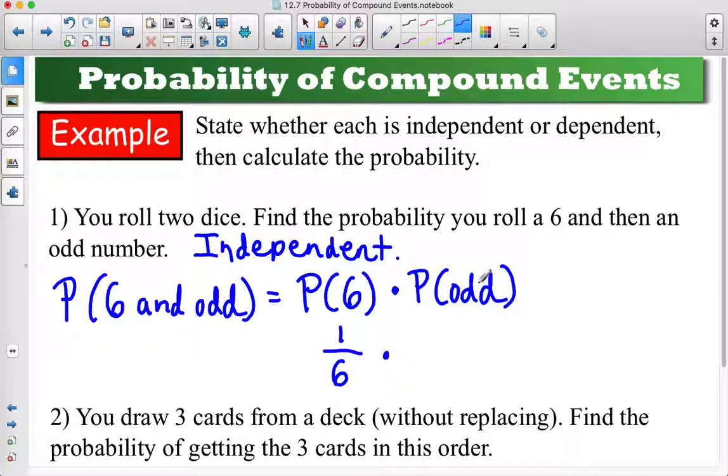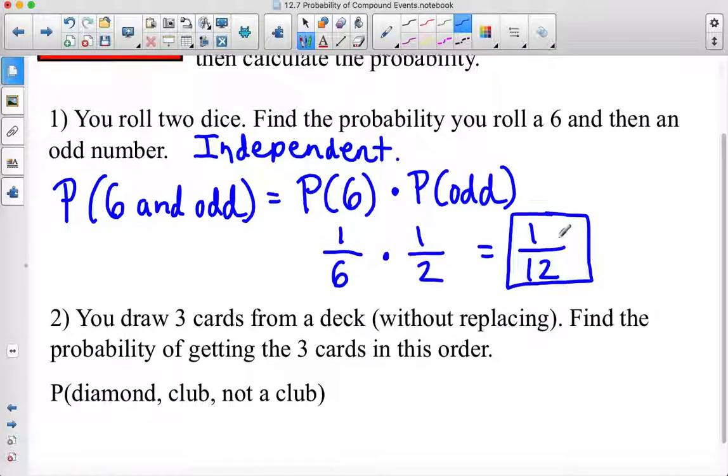On a die there are numbers 1 through 6, and the numbers 1, 3, and 5 are odd. So there's a 3 out of 6, or you could say a 1/2 probability of getting an odd. 1/6 times 1/2 is 1/12. So there's a 1/12 chance. You could write it as a decimal if you want. It's about 8.3% chance of getting a 6 and then getting an odd number. That's an independent set of compound events. Okay.